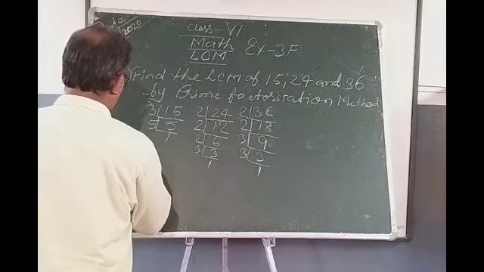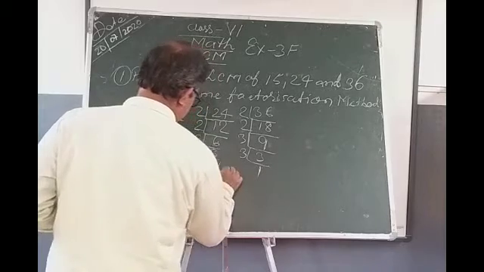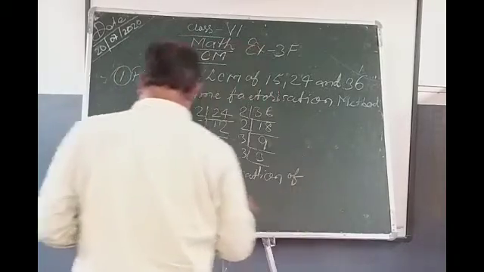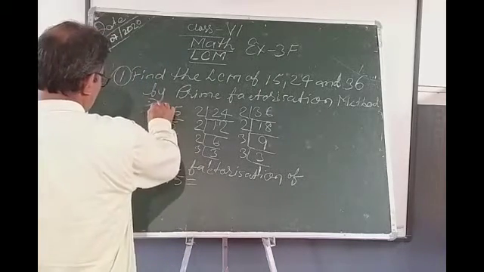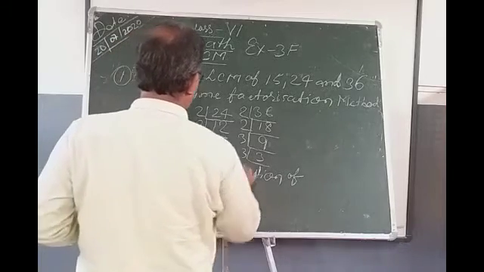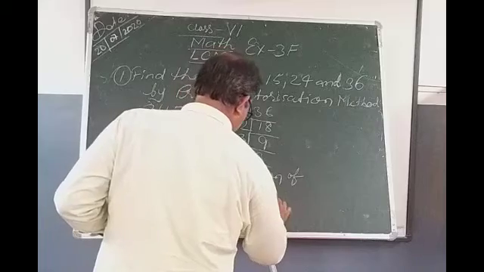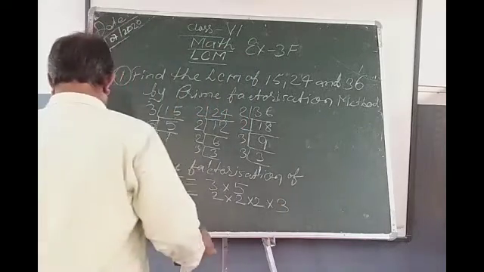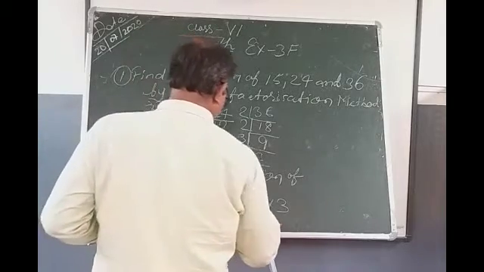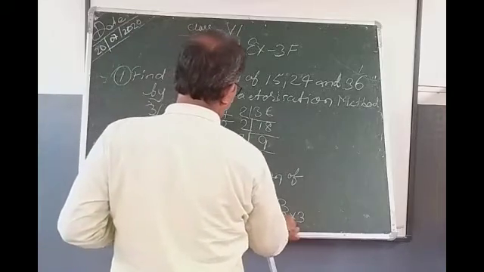Therefore, the prime factorization of 15 is equal to 3 into 5. 24 is 2 into 2 into 2, maximum 3 times, into 3. 36 is 2 into 2 and 3 into 3. 2 2s are 4, 4 3s are 12, 12 3s are 36.